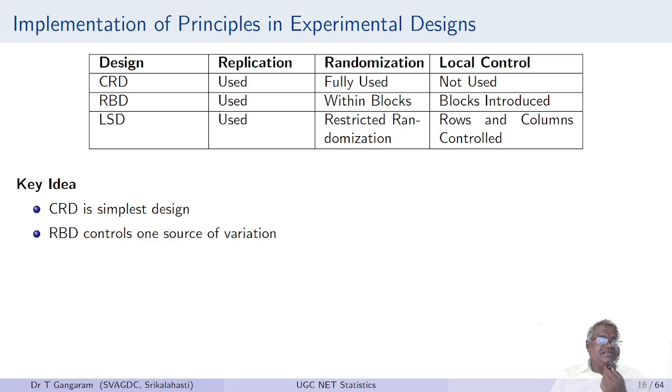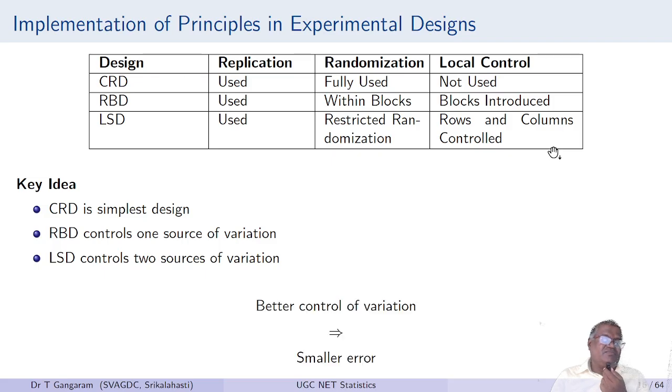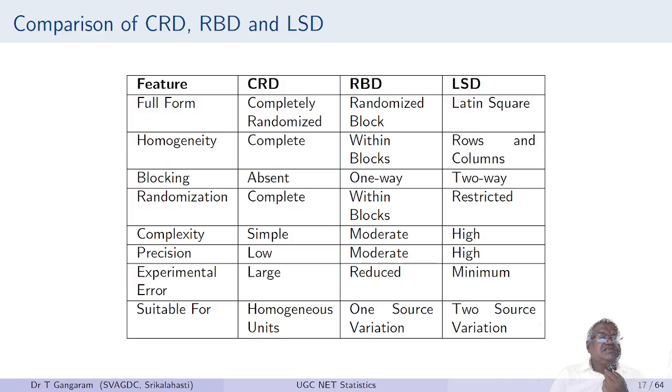CRD is the simplest design. RBD controls one source of variation, whereas LSD controls two sources, within the rows and within the columns. Better control of variation means smaller error. Next, we switch to the comparison table of CRD, RBD and LSD. This is a very important source bank of your questions.